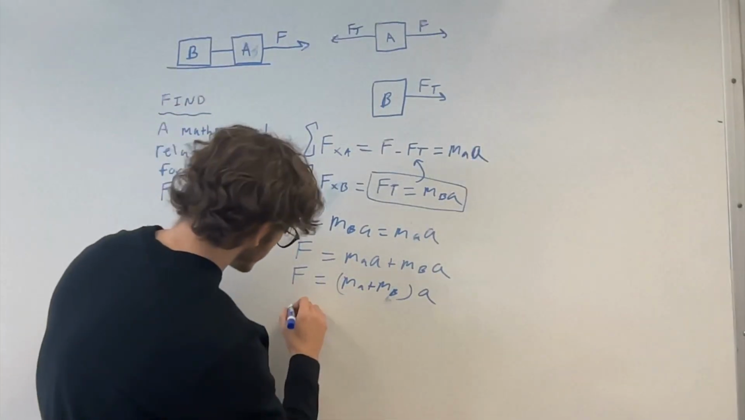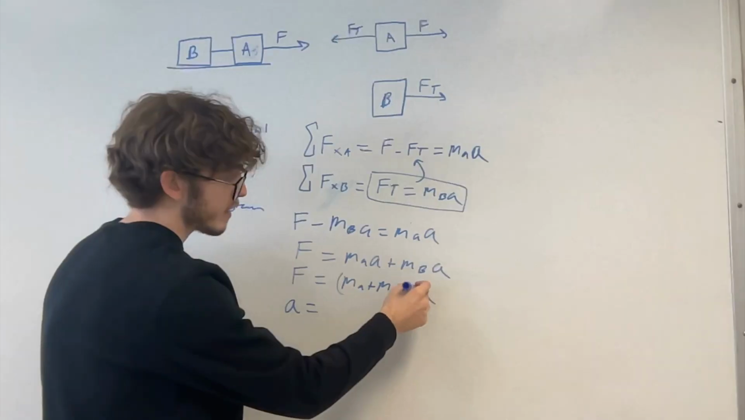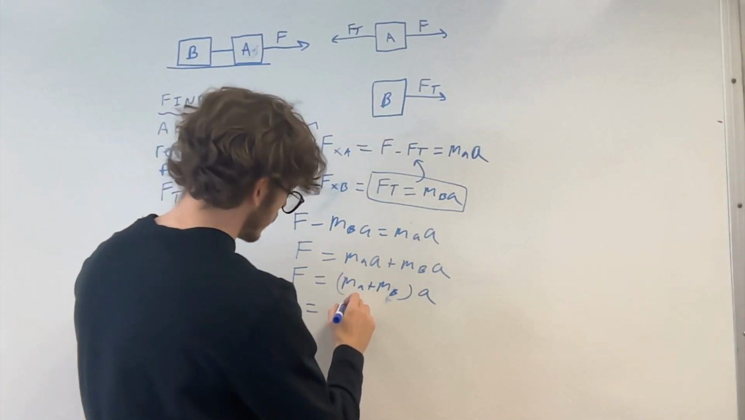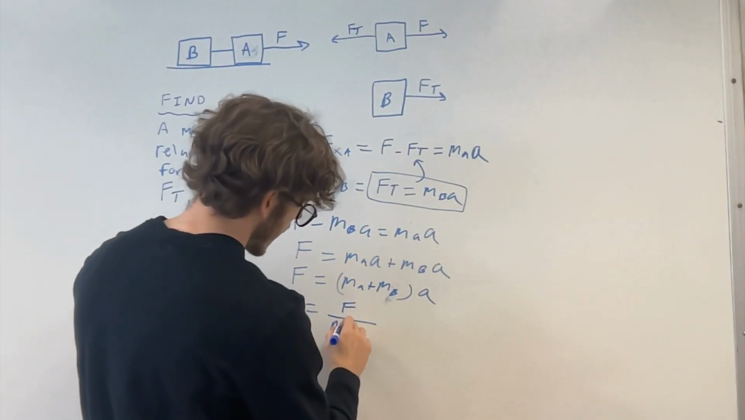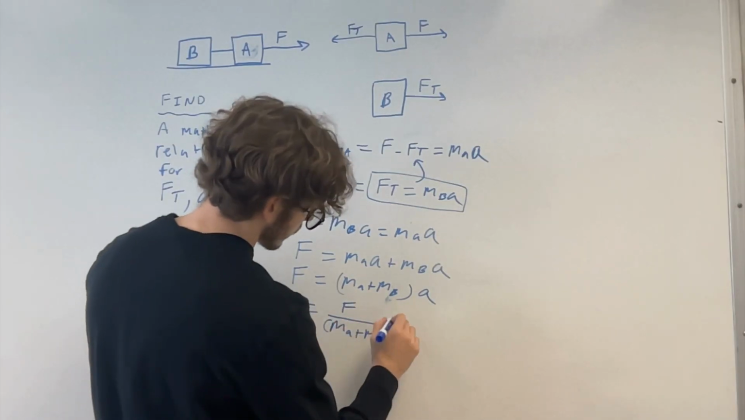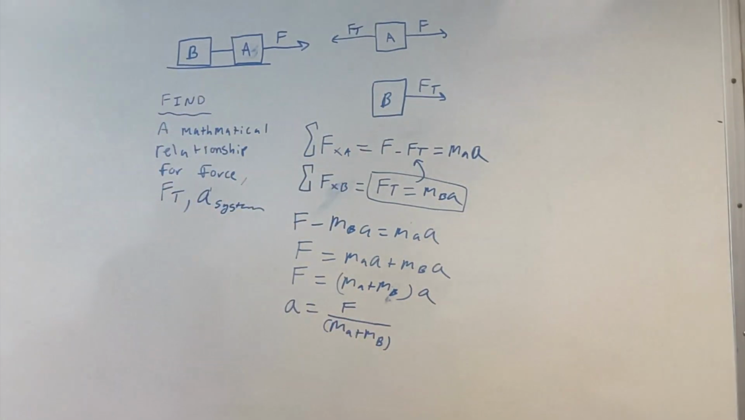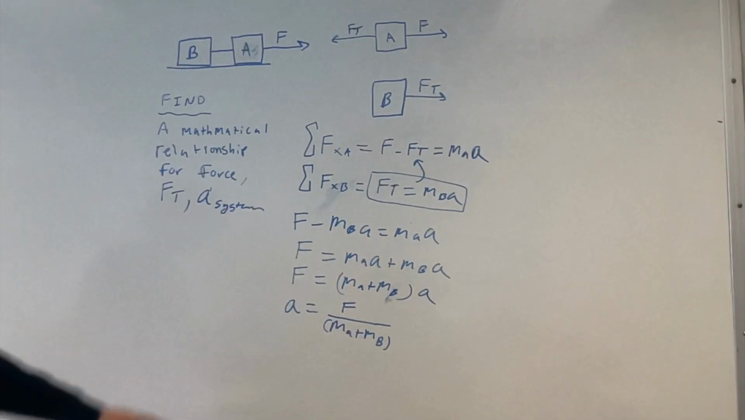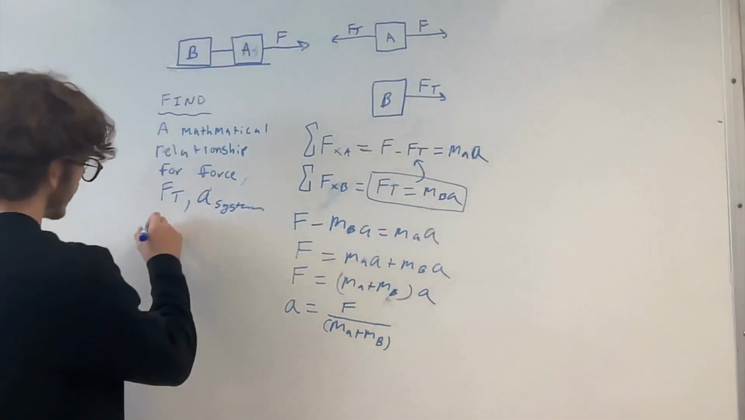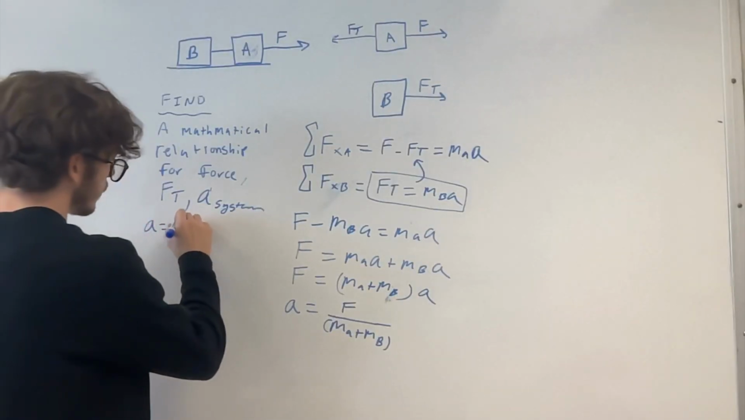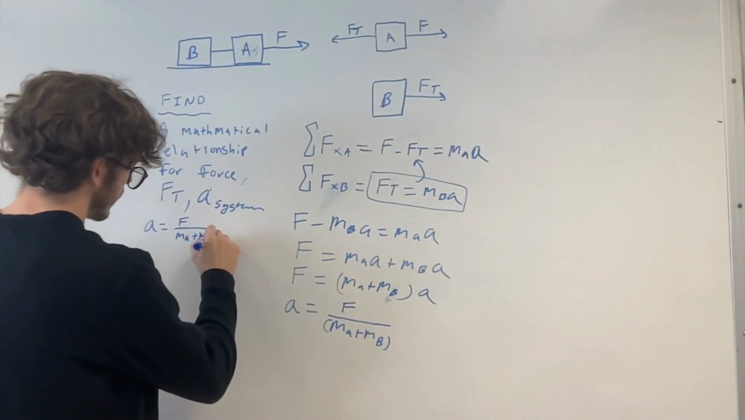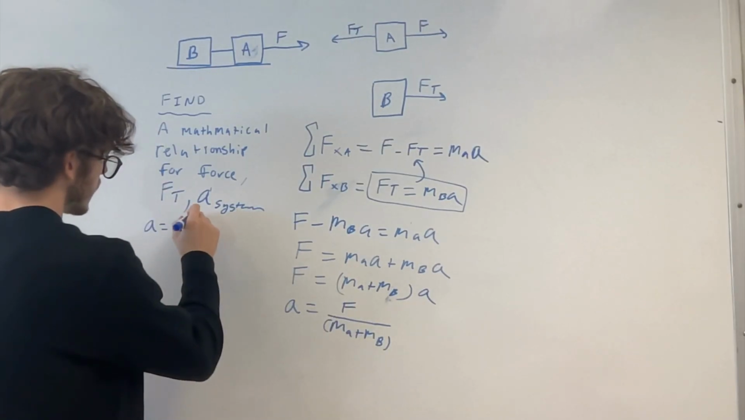To find acceleration, we have to divide, right? This is a multiplicative term. We want to bring it to the other side. We've got to divide it. So the force is equal to mass of A plus mass of B. You could also rewrite this as the mass of the total system if you wanted, taking in both masses. So that's a mathematical relationship for acceleration. We'll say acceleration is equal to force over mass of A plus mass of B, right? Hopefully that makes sense.